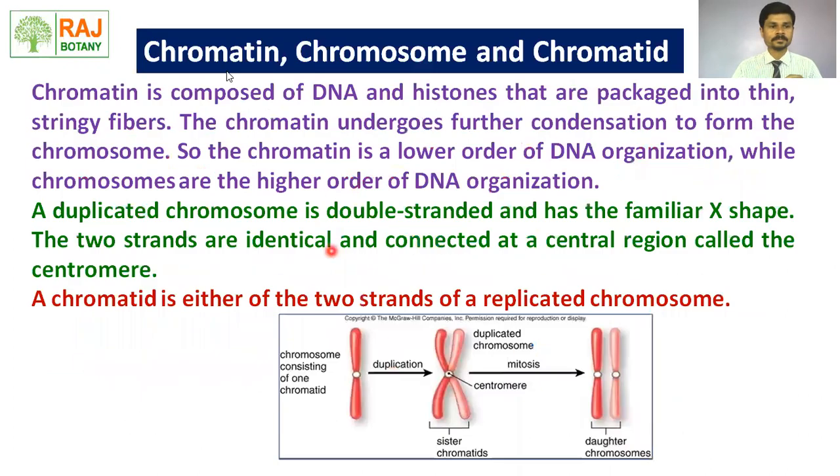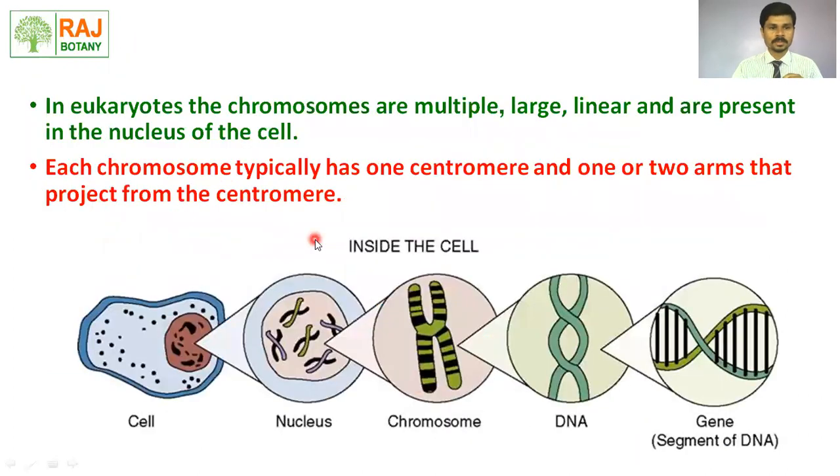In a eukaryotic cell, the chromosomes are in multiple number and are large and linear. In a prokaryotic cell, the chromosome or DNA, the nucleoid, is in circular form. In a eukaryotic cell, the chromosome is present in the nucleus of the cell, while in a prokaryotic cell, the chromosome or nucleoid is free floating in the cytoplasm.